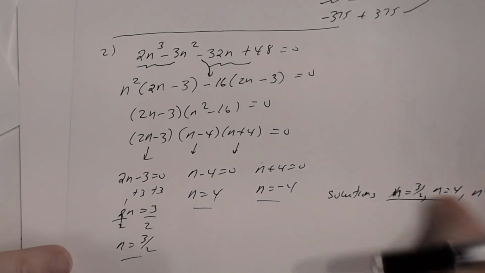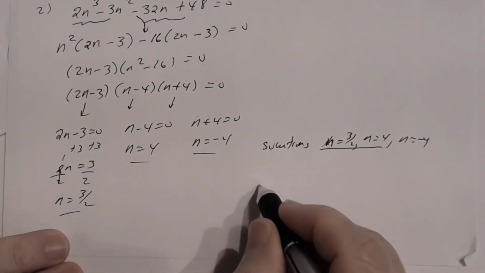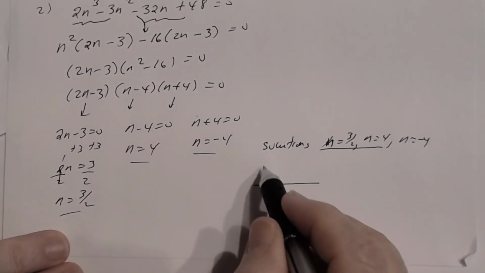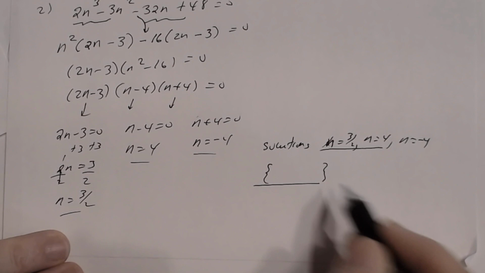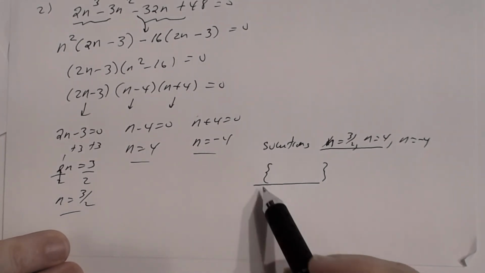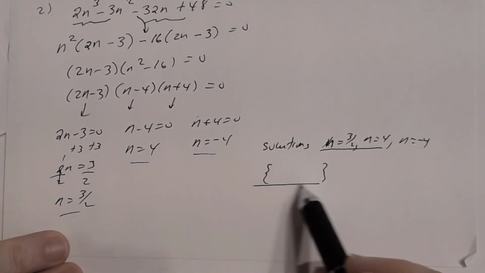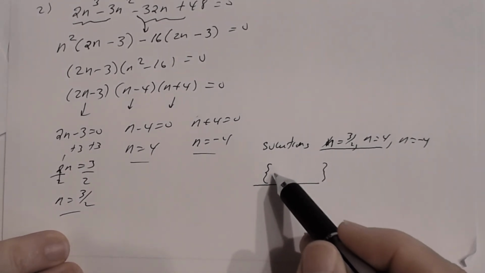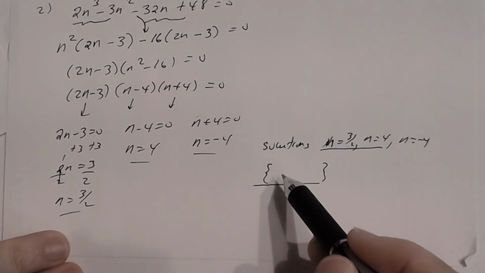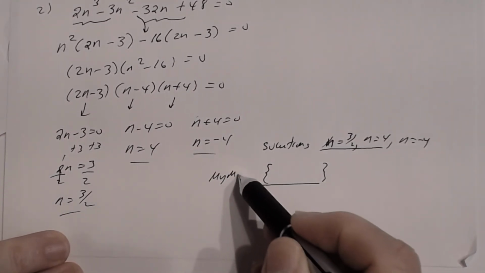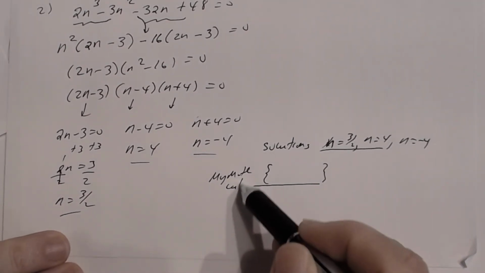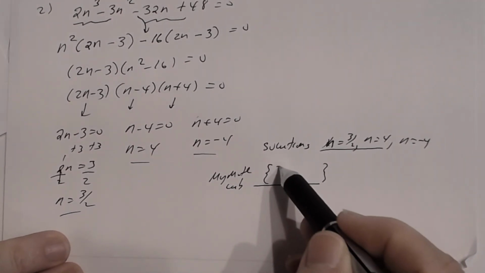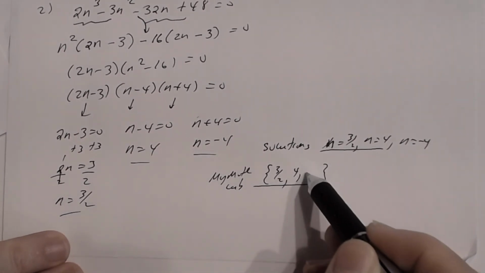Now, just remember in my math lab, if they ask you for your solutions separated by commas, what that means is this. They're probably going to have something like a set notation with that brace. And so all you do is put the numerical solution in here. Don't put n equals 3/2. Don't put this in here for my math lab. They just want the numerical solutions, the real numbers here. So you just say 3/2, comma, 4, comma, negative 4.